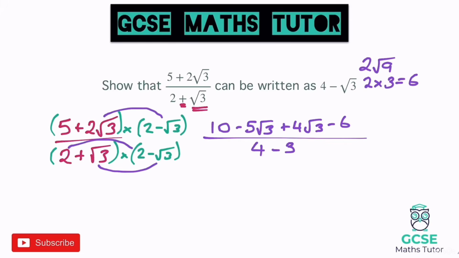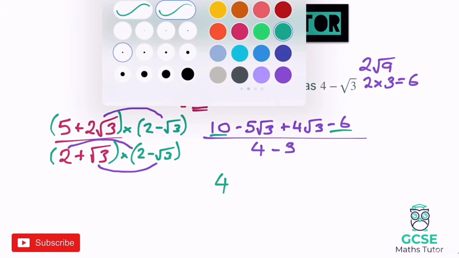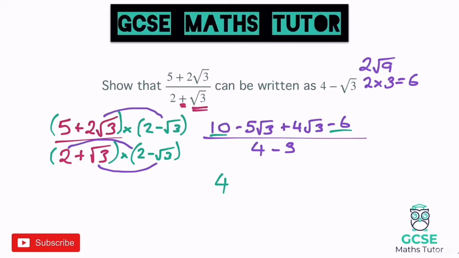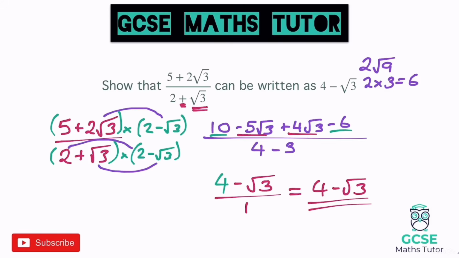Let's tidy up what's on the top. So on the top there we have 6 and the 10. So we've got 10 minus 6, which is 4. We've got negative 5 root 3 add 4 root 3. Negative 5 add 4 is negative 1, so minus 1 root 3 or minus root 3. And that's all over 4 take away 3, so it's over 1. So when we're dividing by 1, we can get rid of the fraction there, and we get 4 minus root 3. So there's some surd elements to be thinking about.